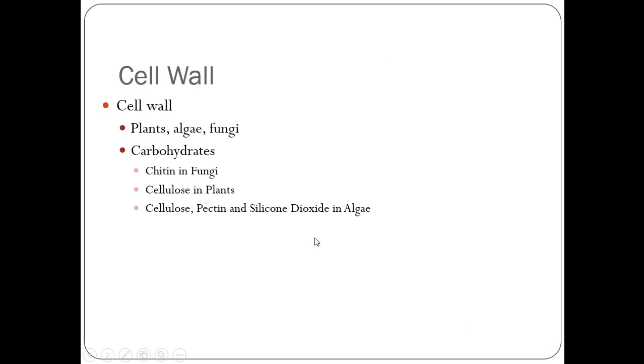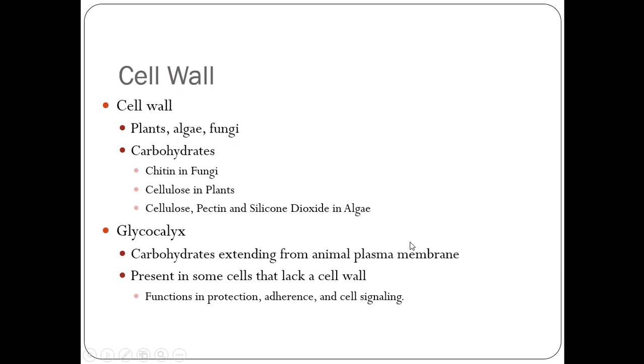The cell wall. The cell wall is present on eukaryotes in plants, algae, and fungi. They're made of carbohydrates, which are chitin in fungi. You get cellulose in the plants, the cellulose pectin, and silicon dioxide in algae. So you get those different structures there. And I believe silicon dioxide is a component of glass, which is another interesting fact.